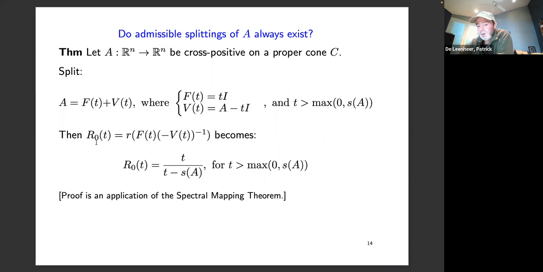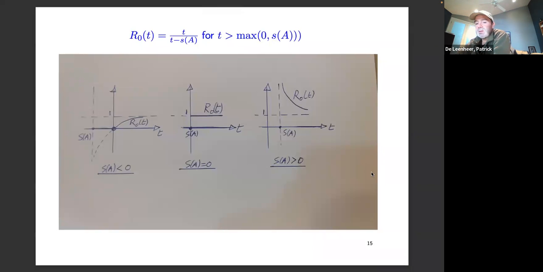Now I define R0, which will now depend on little t, as a spectral radius, just like before, of ft times negative v inverse. Then R0 of t becomes this. So I can calculate it. I'll give a picture of the graph of this function. Proving this is two lines. The proof is just an application of the spectral mapping theorem from functional analysis, really. Okay, so here are the pictures of that function.